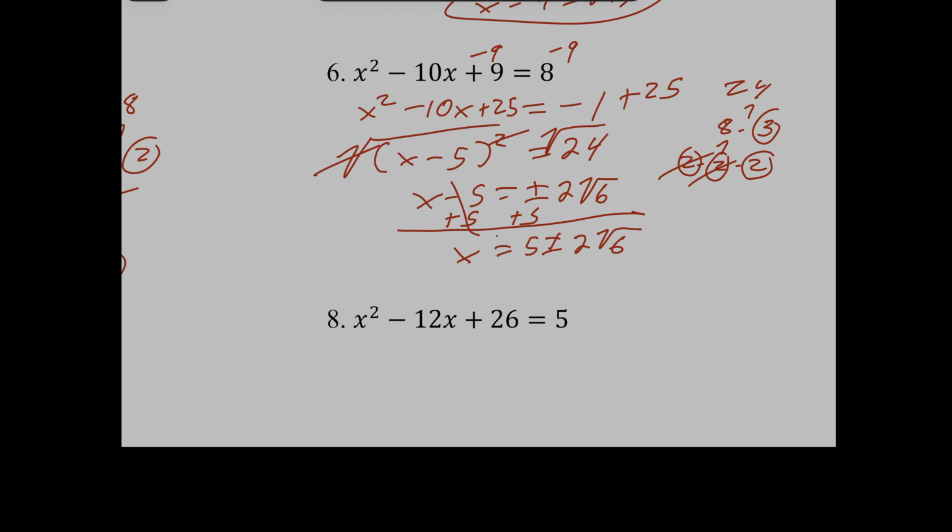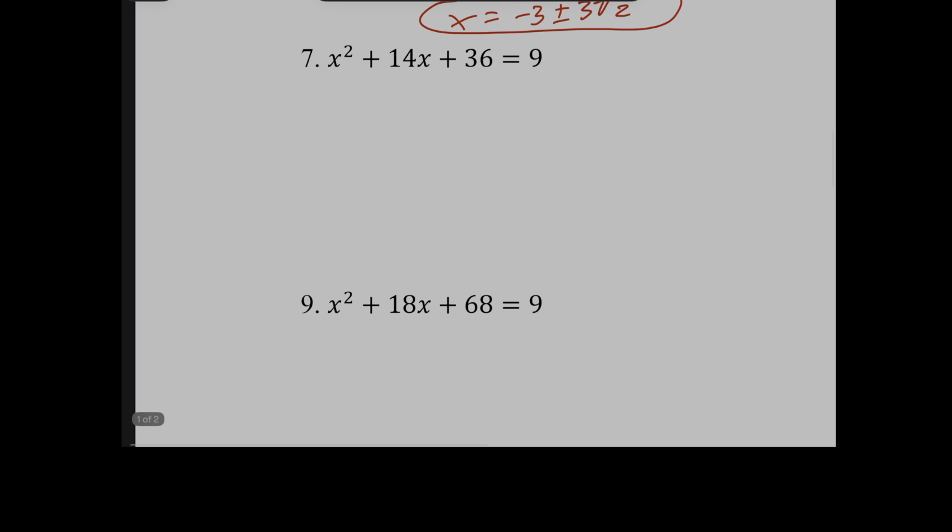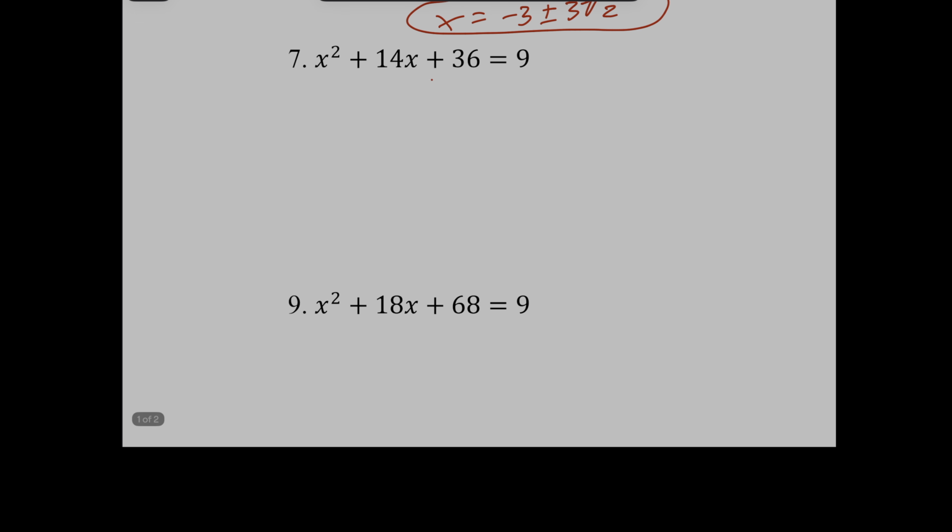You go, wait, what's that? Here we go. All right, let's go on to number 7 now. Let's go ahead and subtract that 36 from both sides. I'm going to get x squared plus 14x equals negative 27.